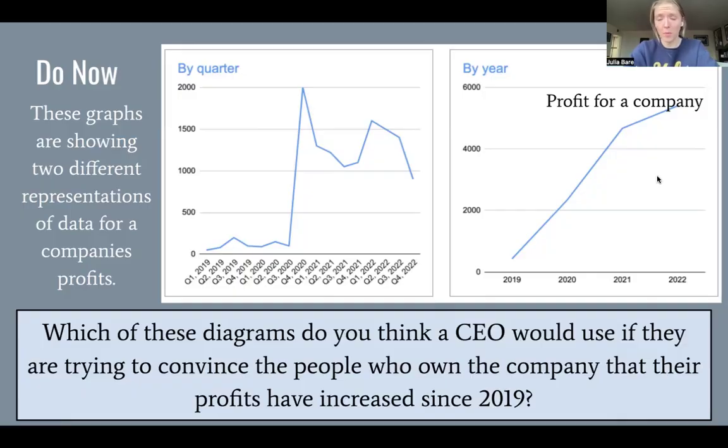Now, I have a feeling that you probably said the right-hand graph. And that makes sense to me, and I would probably agree with you because the right-hand graph ends up looking like the profits of the company have continued to increase steadily, reliably, while the graph on the left doesn't show as reliable of an increase. So, from the perspective of a CEO, the graph on the right probably is more accurate. The graph on the left shows the variability in the data, but the graph on the right shows the averages. And those averages show a different story.